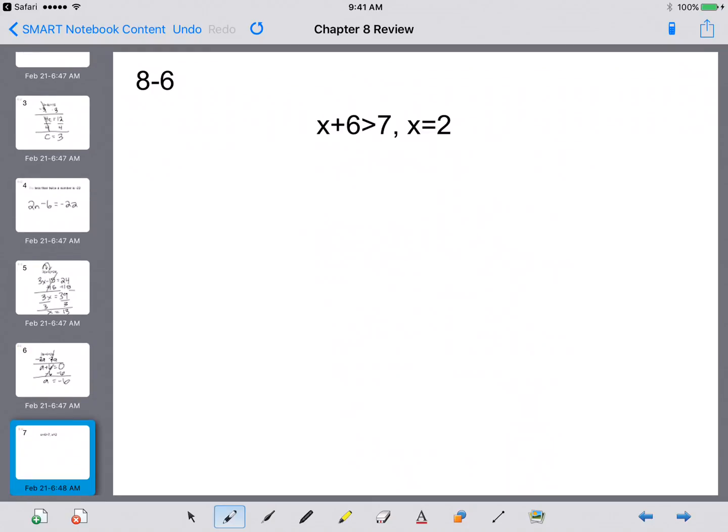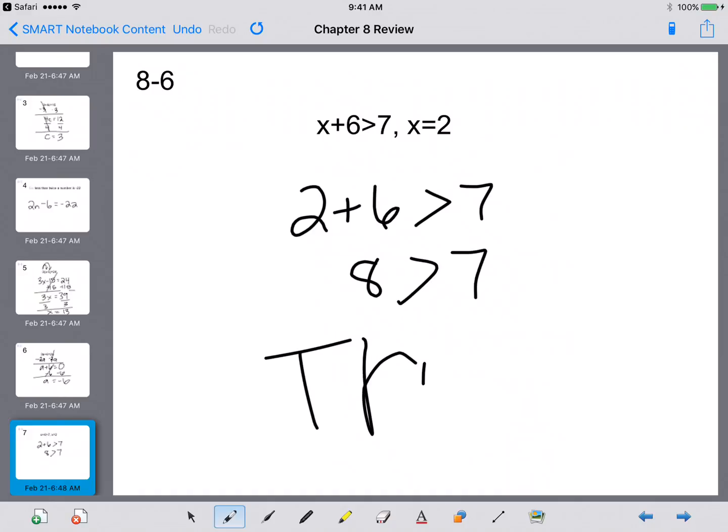And we're on to inequalities. So this one, we have x plus 6 is greater than 7. We want to figure out if this is true or false when x equals 2. So all you have to do is plug in this 2 for x. So it'll be 2 plus 6 is greater than 7. 6 plus 2 is 8. 8 is greater than 7, so this one is true. So go ahead and do 8.6 on the form.